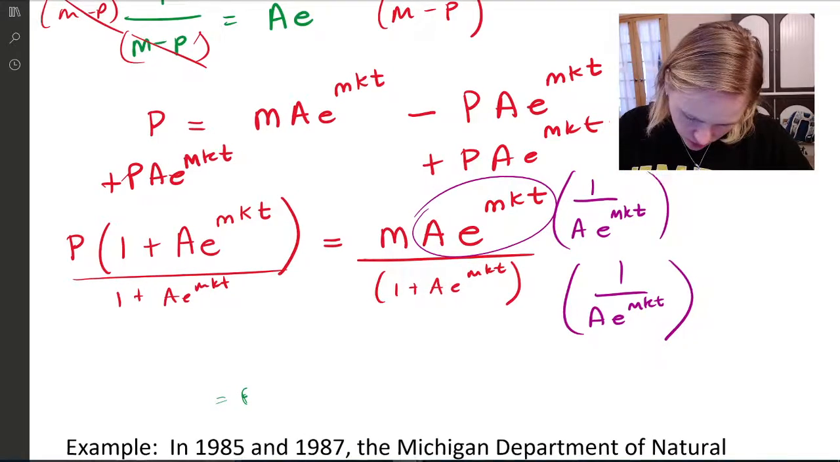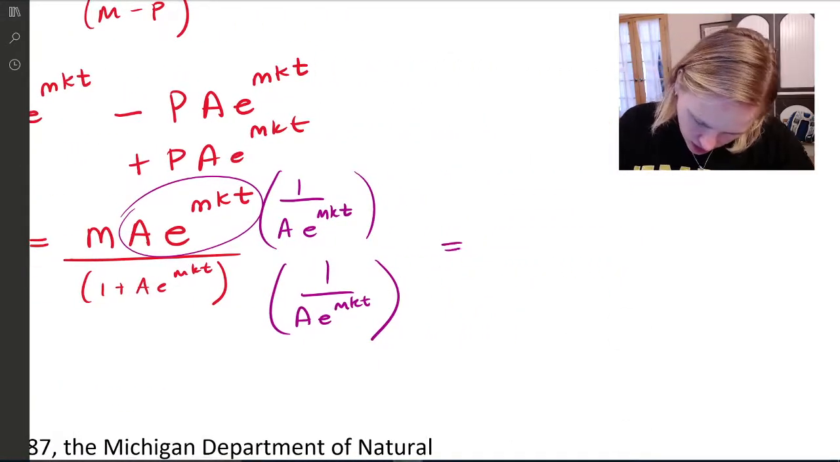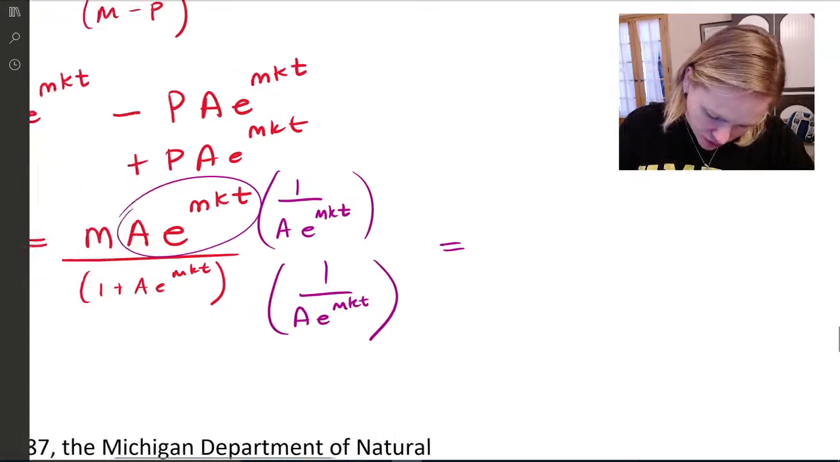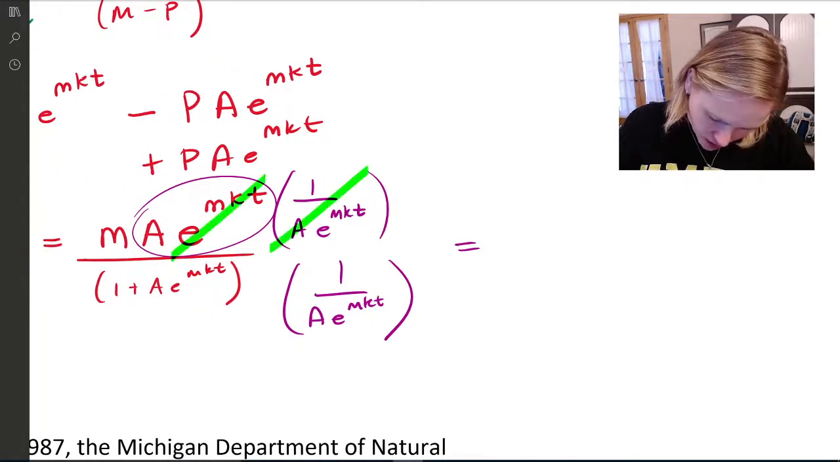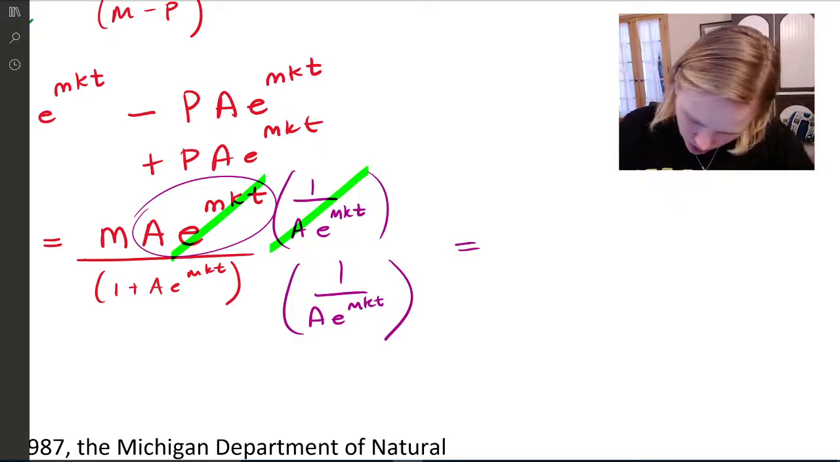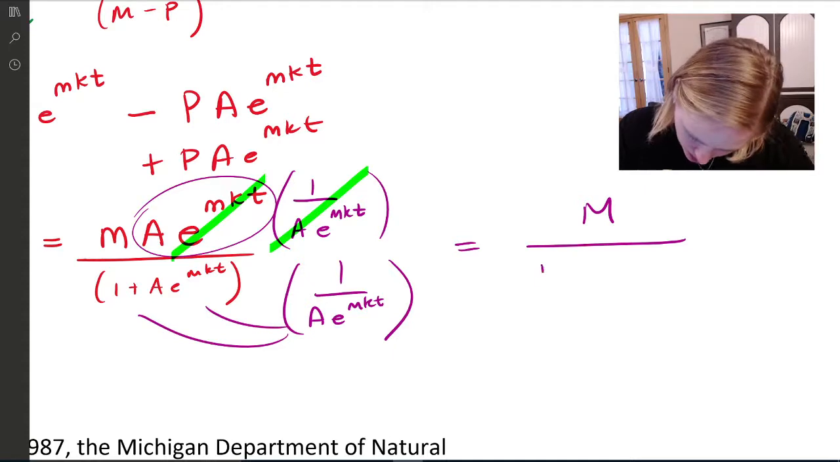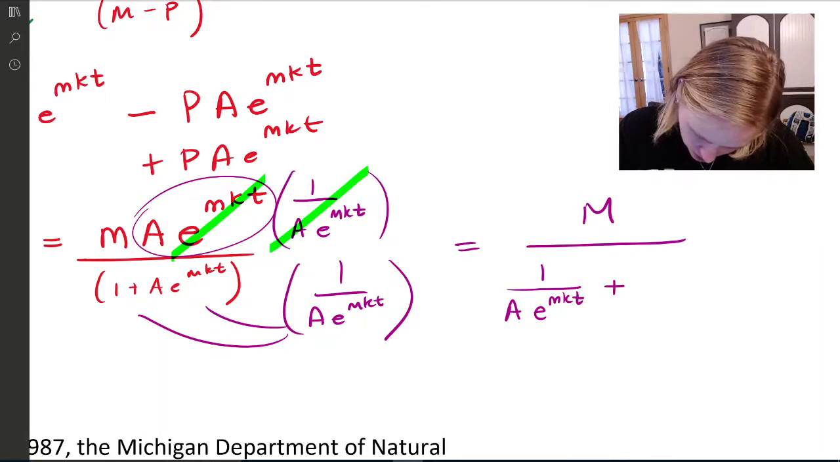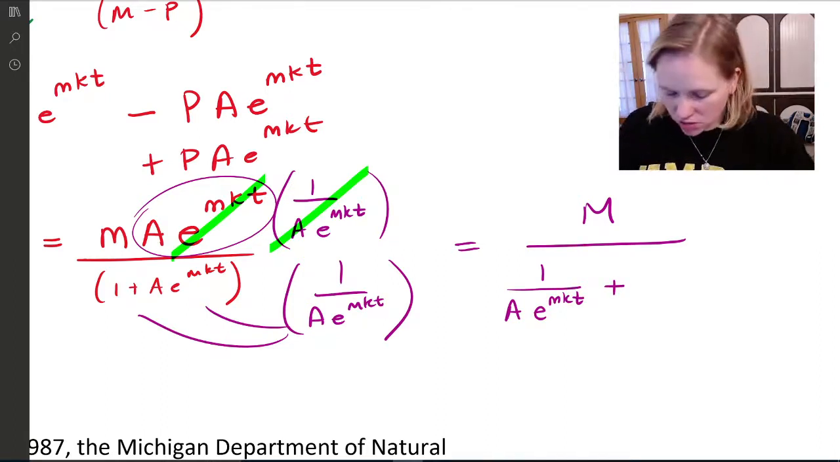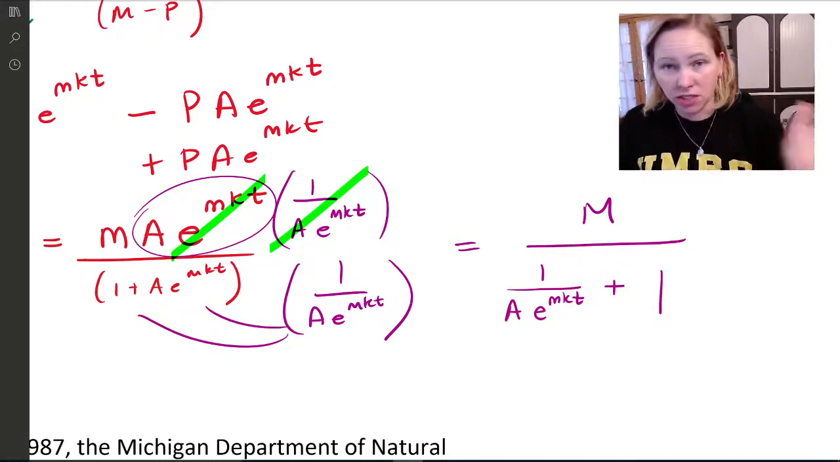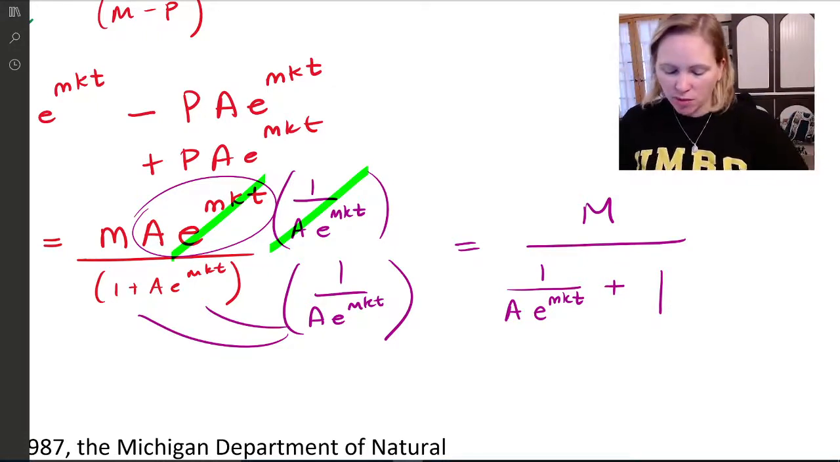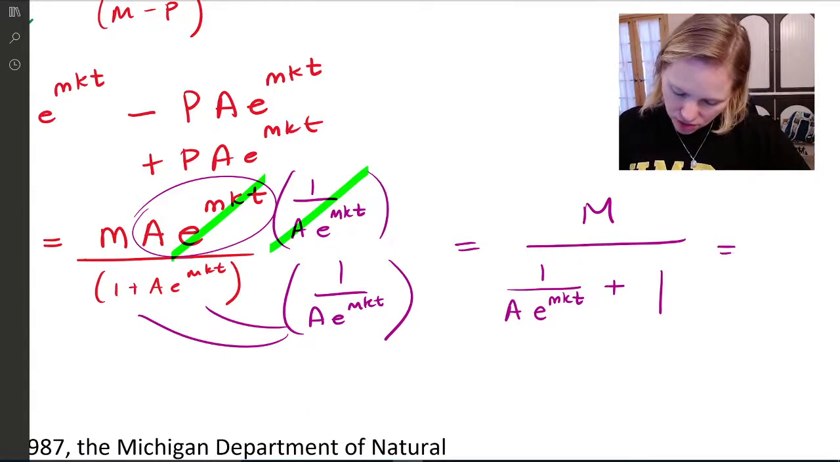So I'm going to scroll to this side. On the numerator, these will cancel away. So I'm left with m. That's good. M. Now on the denominator, I'm going to distribute this. So I'm going to have 1 over a e to the mkt plus, and then when I multiply these two together, it's going to turn into a big fat 1. Now, we're really close, you guys. Let's remember that when I have a fraction in a fraction, it's no good. So I can actually rewrite this one more time.